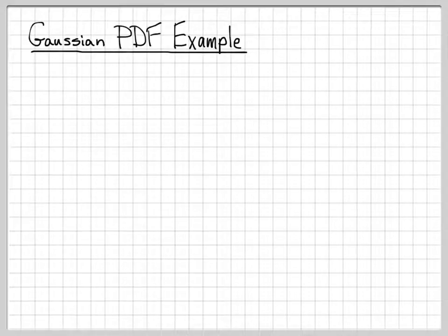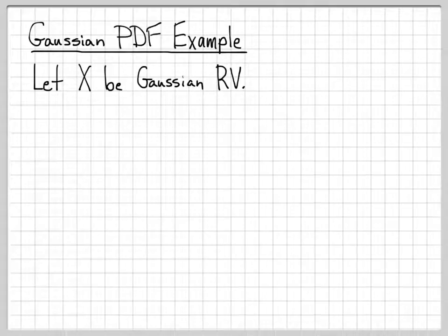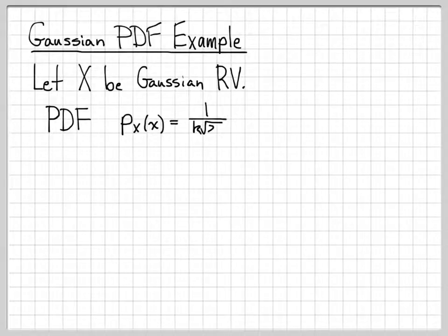So let's work an example with Gaussian random variables where we use information about its probability density function. Let's deal with the random variable x, and this is a Gaussian random variable. We are told that the probability density function has the form of 1 over k times square root of 2 pi e to the minus (x minus 3) squared over 8. So this is the PDF we're going to work with, and we're going to answer a variety of questions related to this Gaussian random variable.